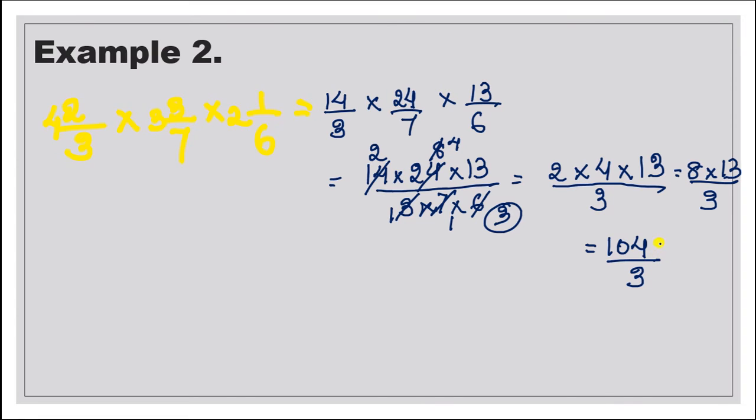So let us convert it. These fractions can't be simplified, so that's why I'm converting it. 3 into what number will give us the nearest number? Let us take 34. So 3 into 34 gives us 102, plus 2 gives us 104 by 3. Done. Now this is what we have got: 4 2 by 3 into 3 3 by 7 into 2 1 by 6 gives us 34 2 by 3.